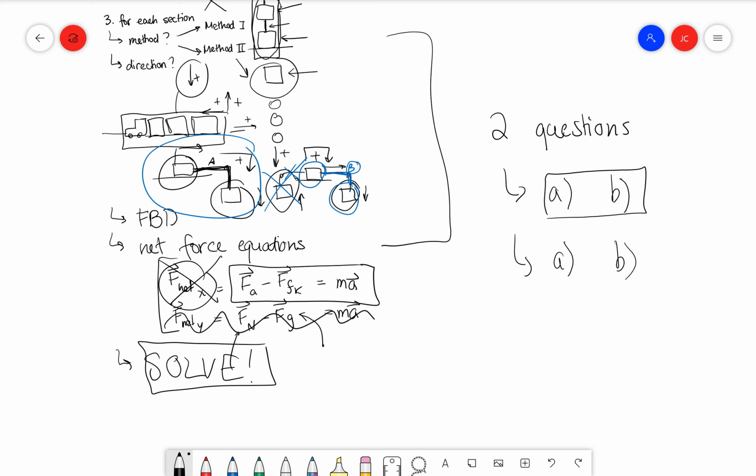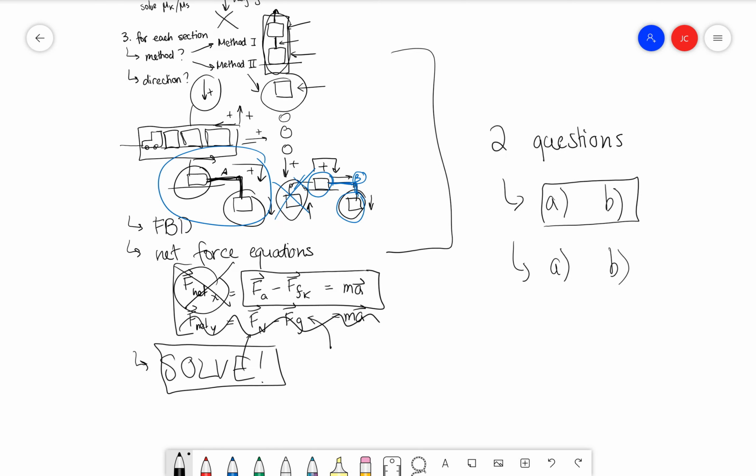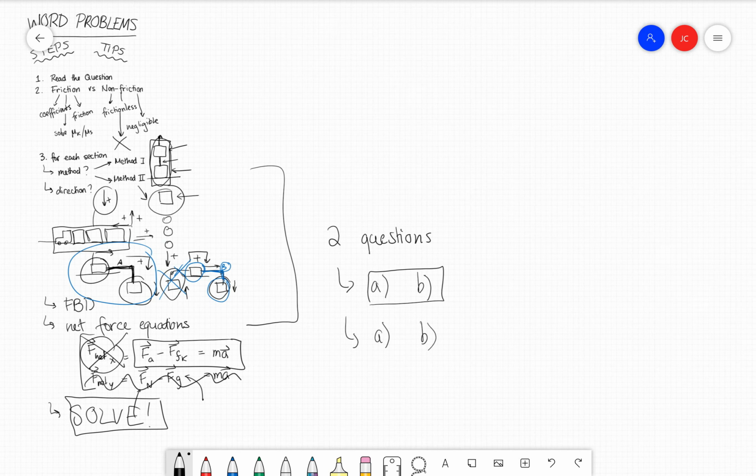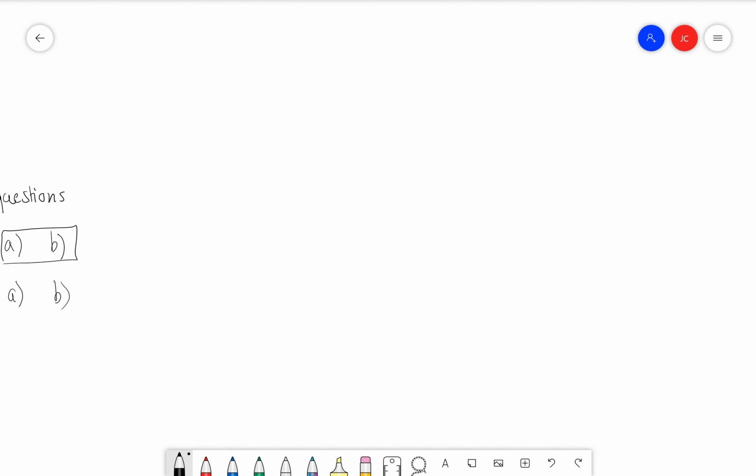These are the kinds of questions you may be asked, but they're pretty straightforward with a little bit of math. This kind of describes how I approach this sort of thing. You read the question, determine friction versus non-friction. Then for each section, you go through the method, find the direction, draw free body diagrams, make net force equations, and then solve. Finally, because we're done the steps, I'm going to just share some random sorts of tips that I found helpful.